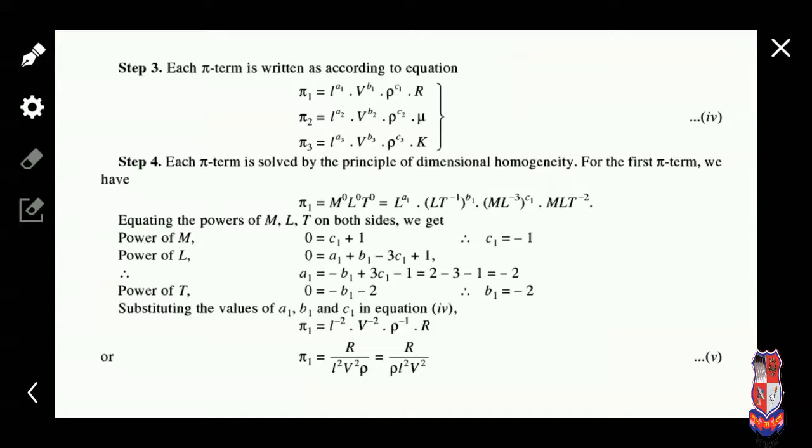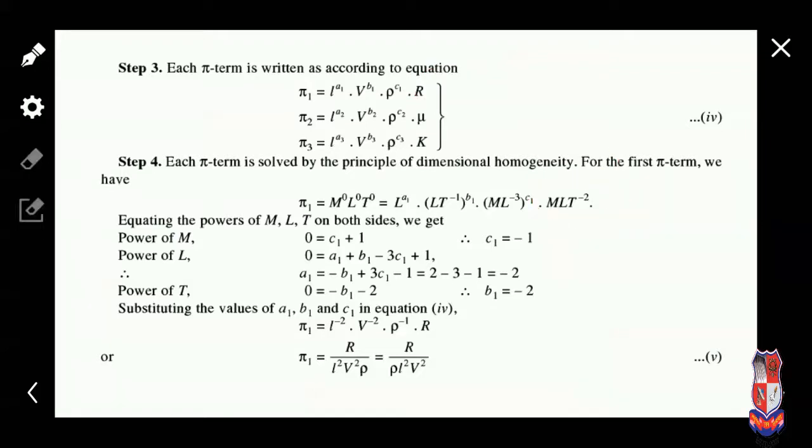So first of all, we take the first pi term and write it in the MLT forms of all variables. Pi term is a dimensionless number, so it has no MLT, so M, L, and T are zero. Now on the right side of the pi 1 term, we have L, V, rho, and R. So put the MLTs of all these variables. L's MLT is L, velocity is L T minus 1, density we found earlier is M L minus 3, and resisting force is M L T minus 2.